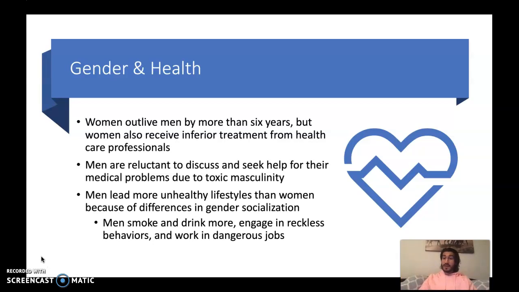By and large, women still, on average, live longer than men. Women's life expectancy is about 6 years longer than men's, which sounds like a good thing. But despite that, women also still receive inferior treatment from healthcare professionals in comparison to men. I assigned a reading this week that goes into more detail about this and cites more studies that support this claim, but what research consistently finds is that women are taken less seriously by healthcare providers when they go in and report experiencing any sort of symptoms or ailments. So much so, actually, that women are more likely to die on operating room tables than men are.